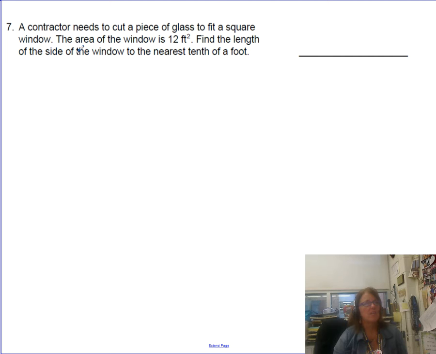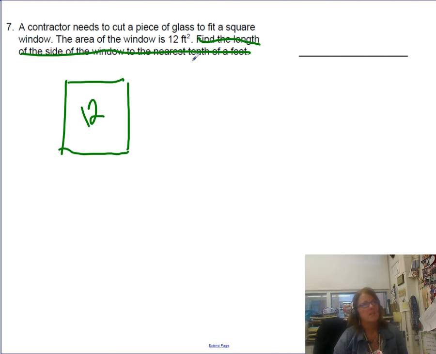Okay, a contractor needs to cut a piece of glass to fit a square window. The area is 12. Okay? Find a length of the side of the window to the nearest 1/10 of a foot. Well, I'm not going to be able to do that. I'm just going to say approximately, how long would this side be if this is 12 square feet? Okay? Well, let's see here. I basically need a number that's around the square root of 12.